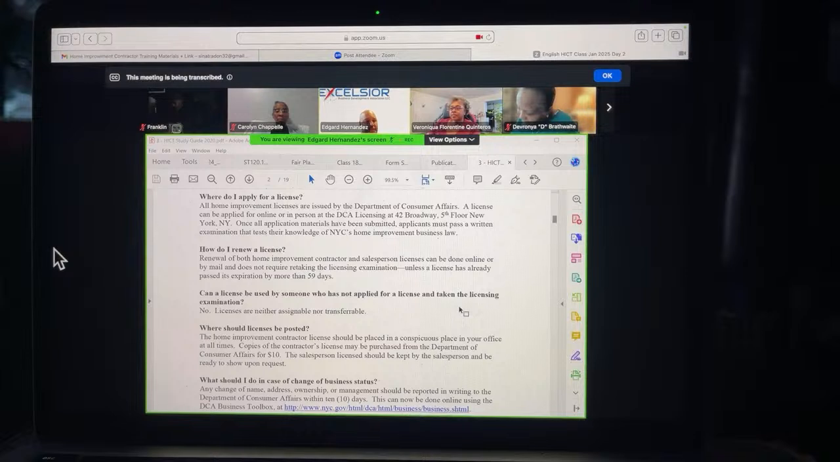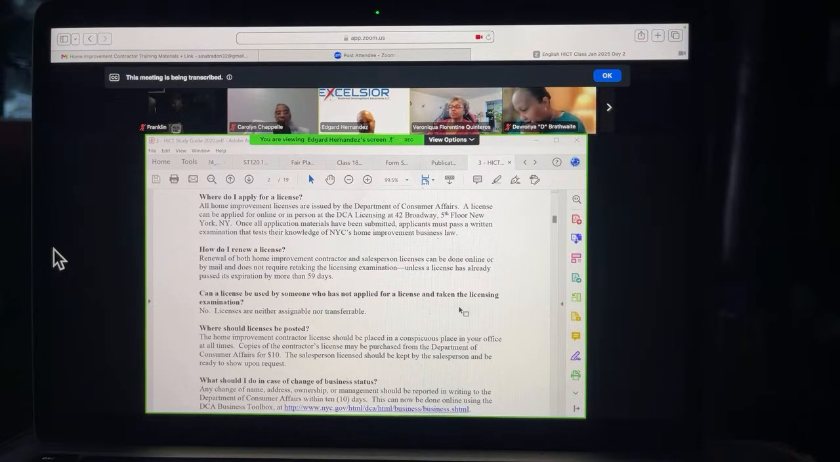But you see at the last line, it talks about once all application materials have been submitted, you have to submit all your business documents, which are required. You have to also show you have a business bank account. And once you submit those documentation, and it's been approved in the system, and fingerprints, by the way, they will allow you to take the exam. So you have to go and submit everything in one shot.